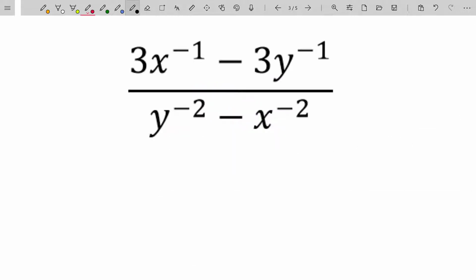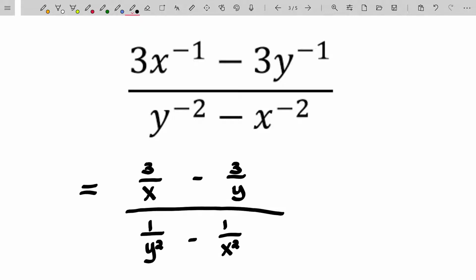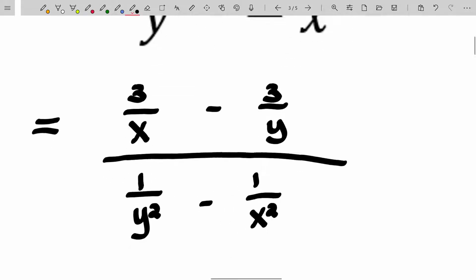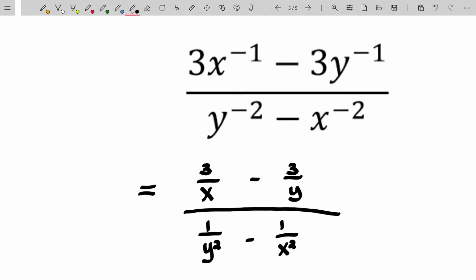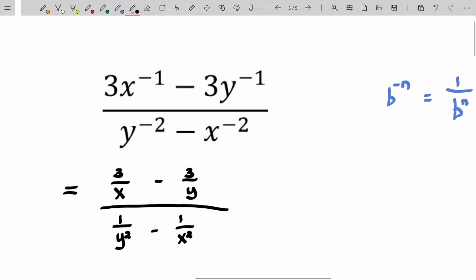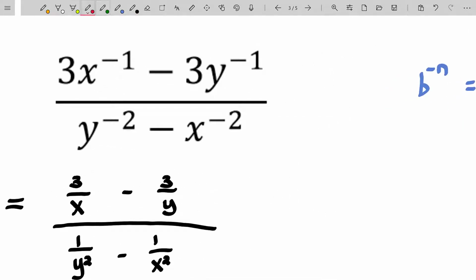So let's go ahead and rewrite this expression. So this is equal to 3 over x minus 3 over y, all being divided by 1 over y squared minus 1 over x squared. Again, notice the stuff that dropped down to denominators had negative exponents. Another major mistake that I'll often see students make when they have kind of shaky algebra skills.